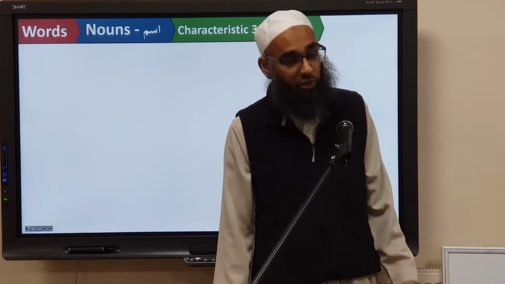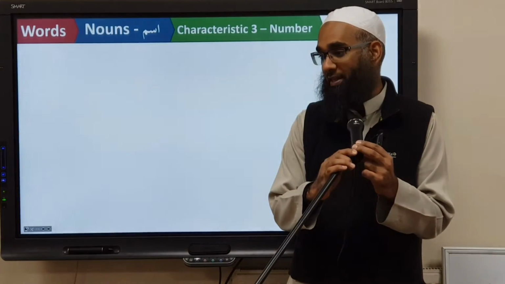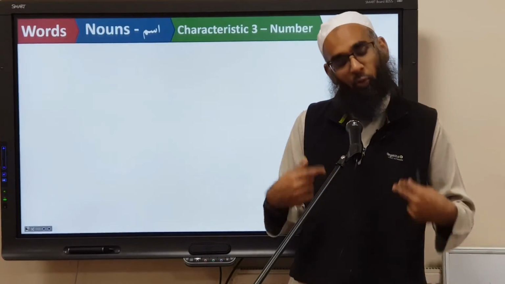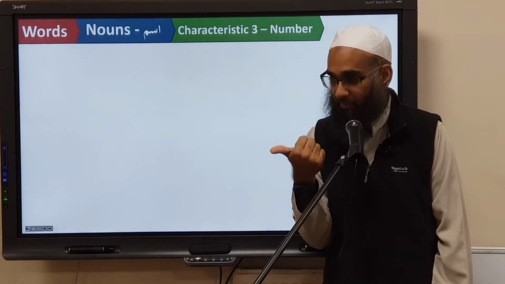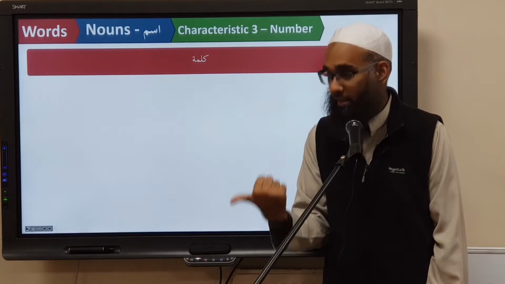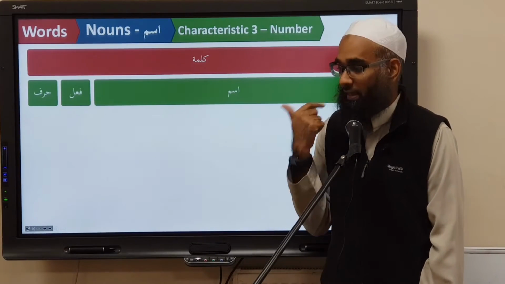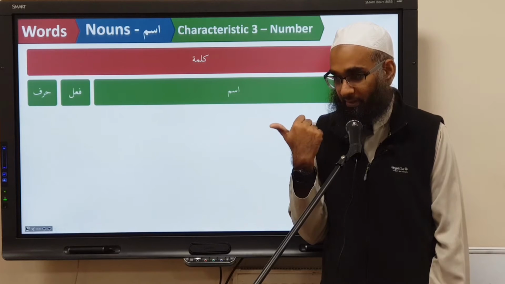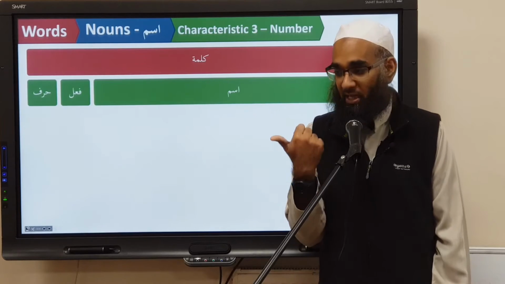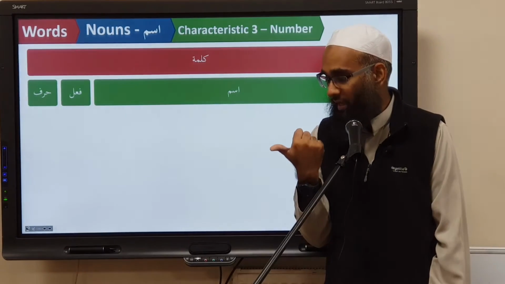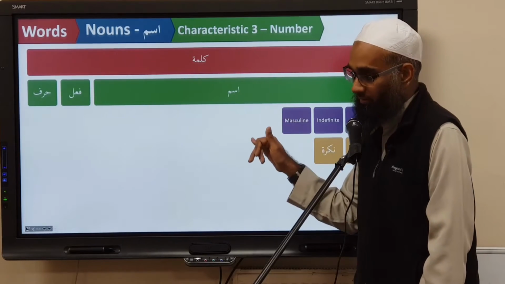So now we have finished three of the four characteristics of a noun. Let me summarize again, going over it so it sticks in your mind. Let's start again from the beginning. What is it? Kalima. Then ism, fa'il, and harf. Ism can either be definite or indefinite. Definite is called ma'rifa and indefinite is called nakira.